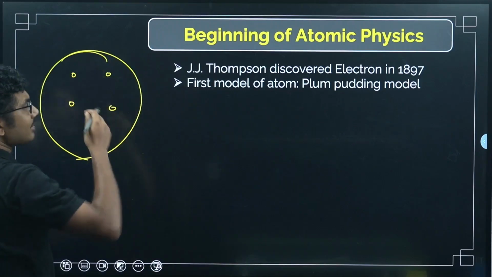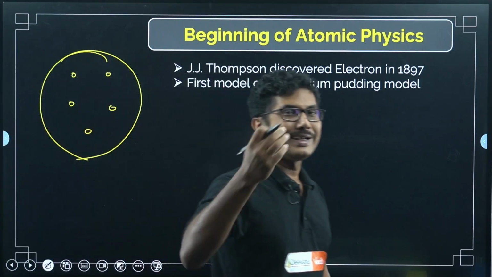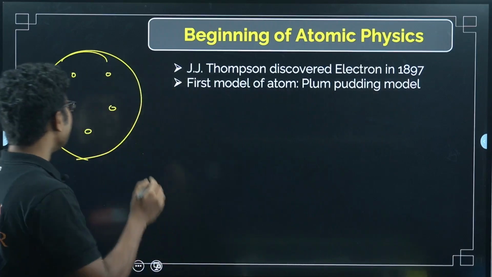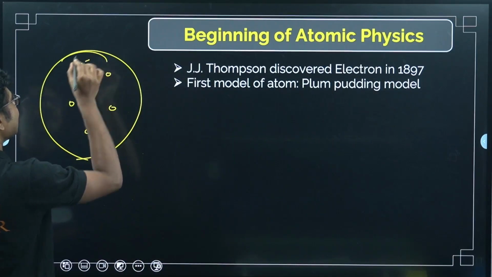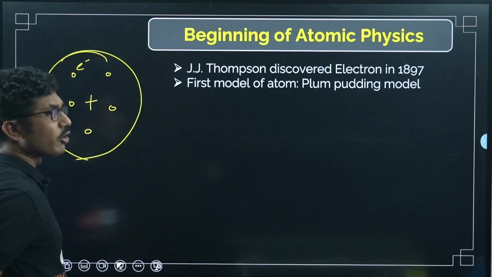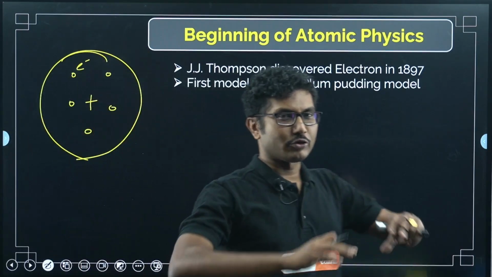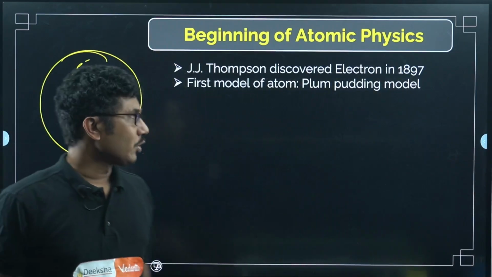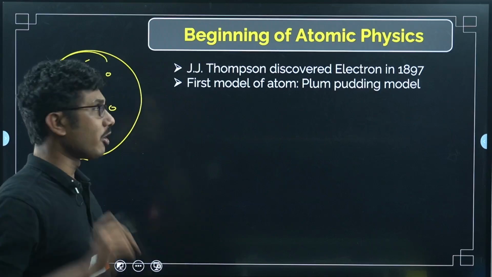are obviously loose, so you can detect them. You can detect electrons, which means they are negative. We know that electrons are negatively charged, so the overall base of the atom should be positive in nature. That's what he said. So on a positive base, electrons are embedded. This was the first model.